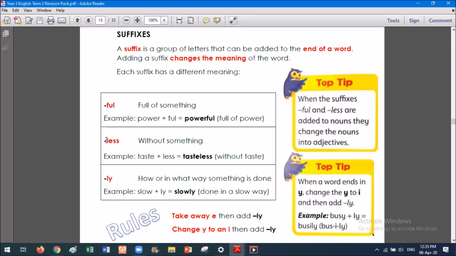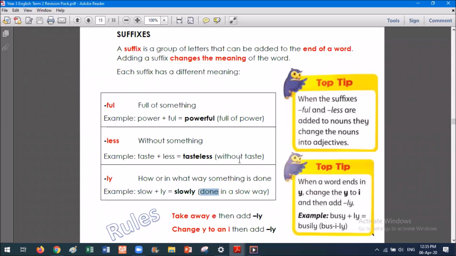The next suffix, we've done three of them, is less, without something. So for example, tasteless, it has no taste, it's without taste. The last suffix that we learned was ly, and it is how or in what way something is done. For example, slowly, which means it is done in a slow way.